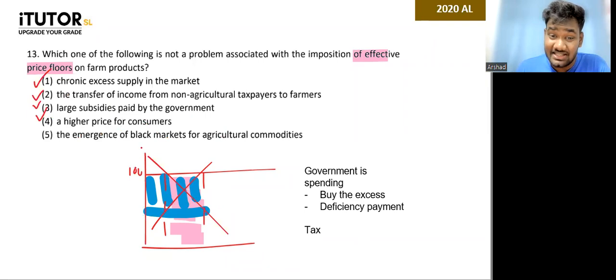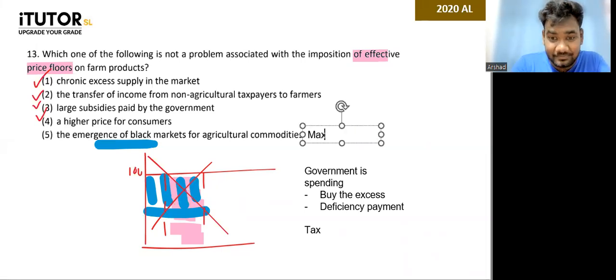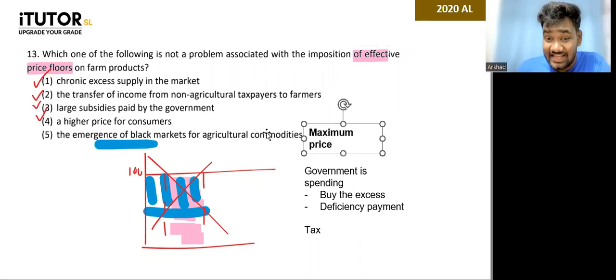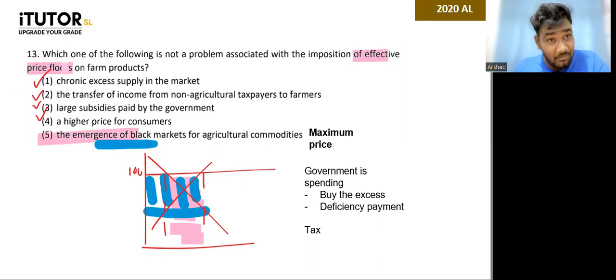But will there be an emergence of black market? Where does the black market come, guys? The black market comes when there is not a minimum price. This happens when there is a maximum price. That is your answer. So you don't have black markets when there is a minimum price, no, guys. Black markets happen ideally when there is a maximum price put, a price ceiling. So this is the answer, because this is not a problem associated with a price floor. It's a problem associated with a price ceiling, though. But that's not what we are talking about now. So therefore, we can go with answer number 5. Is that okay?